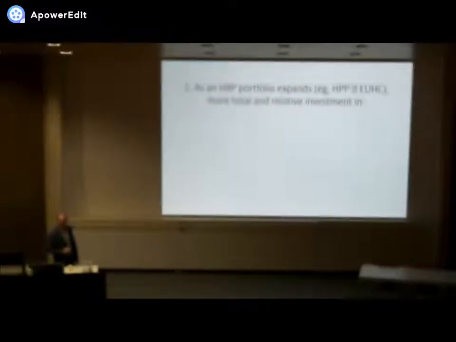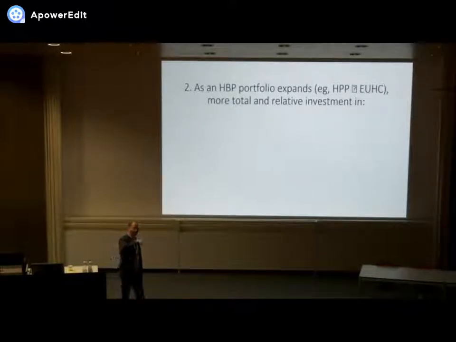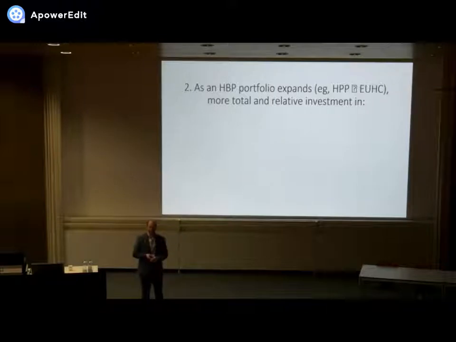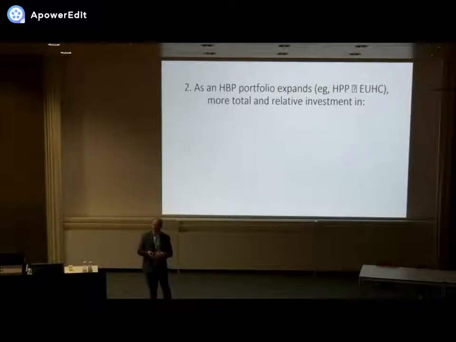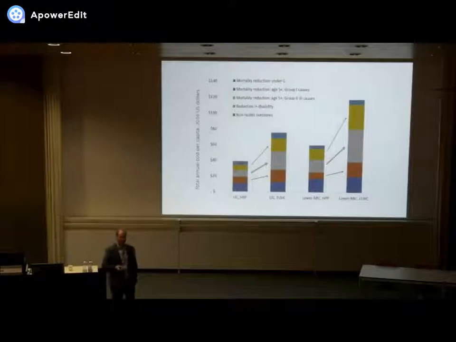And I'm really sorry if the animation's not working here. As the health benefits package portfolio expands from, for instance, the highest priority package to the essential universal health coverage larger package, you would see more relative investment in, for instance, purchase of reduction in non-communicable disease mortality versus child mortality. And as unit cost of interventions goes up, as you expand, the relative importance of financial protection increases relative to the purchase of mortality reduction. So systems, as they expand, move more away from reducing mortality levels to protecting populations against high-cost interventions and disabling interventions. So I'll show you what that looks like here.